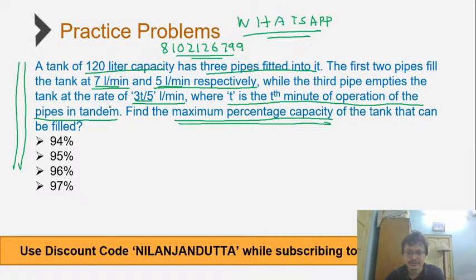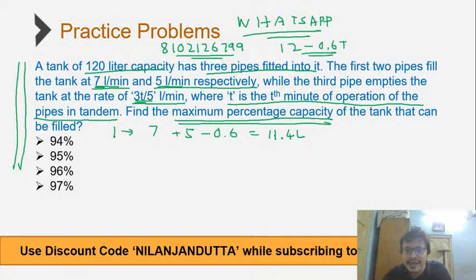So how do we do this? Anybody? The easiest way out is finding out what is happening in the first minute. First minute will be 7 liters filled by the first pipe, 5 liters filled by the second pipe, and 3t by 5, that is, if I put t as 1, minus 0.6 emptied by the emptying pipe. So a total of 11.4 liters gets filled. So in the first 1 minute, a total of 11.4 liters is getting filled. So basically the formula can be written as 12 minus 0.6t for any minute.